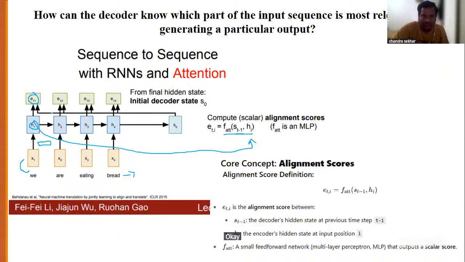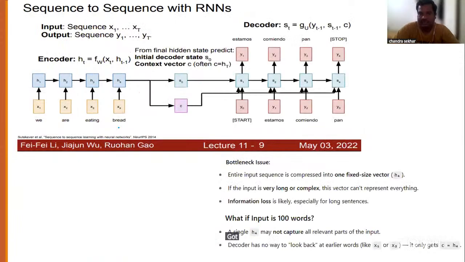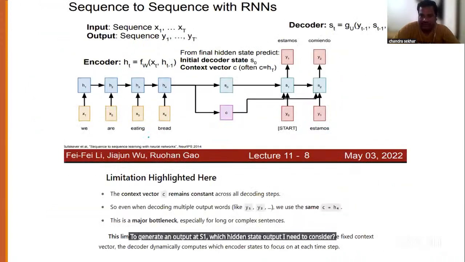Okay. So from the e_t value, see, this is the S0 value. So S0, see here. Once you get e_ti, it is the alignment score between S(t-1) and h_i. So which hidden state? I have multiple hidden states. Now I need to generate the output. To generate the output here, which hidden state do I need to compute? That is the case. Got it? Okay. So at S1, I want to generate an output. To generate an output at S1, which hidden state output do I need to consider? Okay. So that is what we are computing here.